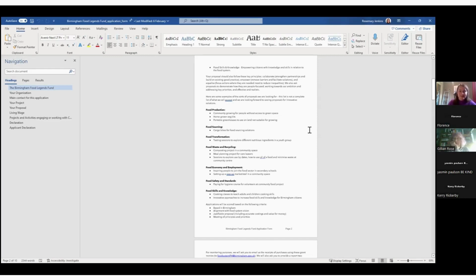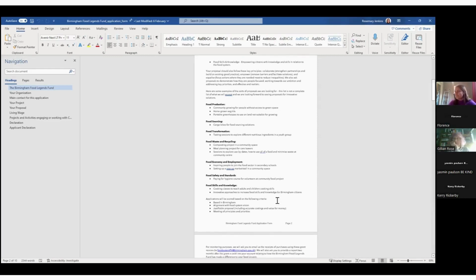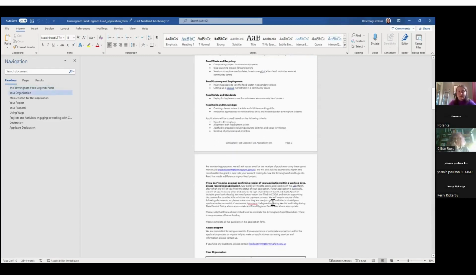Like, tell us what you think needs to change in Birmingham. So again, the criteria are quite similar. Based in Birmingham, align with the food system vision, which is the thing I read at the beginning, having a justifiable proposal. So again, including accurate costings and value for money, and meeting the principles and priorities.